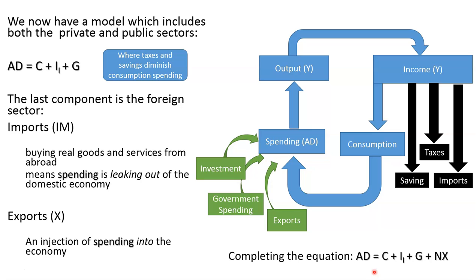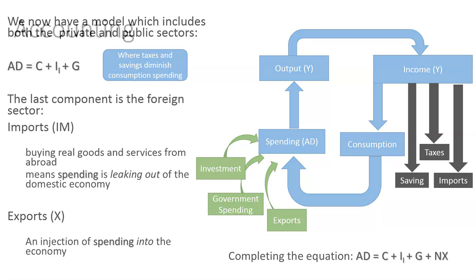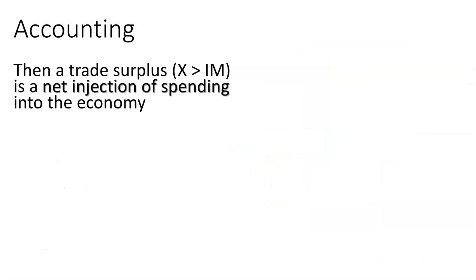Once we've got the foreign sector, then we've completed the equation. We've now got aggregate demand is equal to consumption spending plus intended investments plus government spending plus net exports. That's exports minus the leakage of the imports. We can do the accounting in terms of surpluses and deficits here as well.